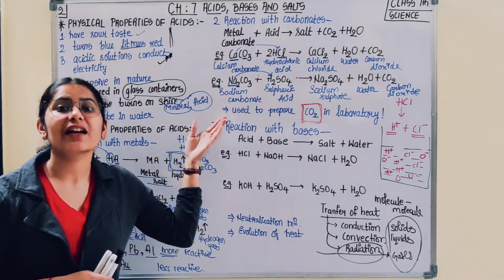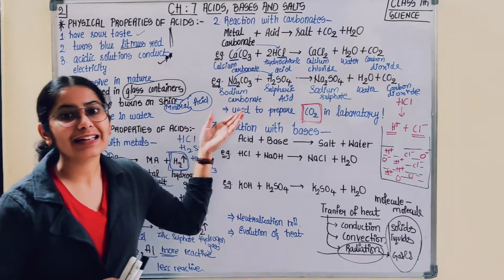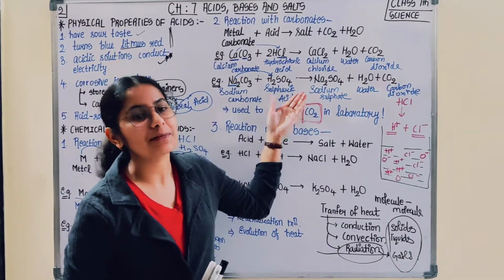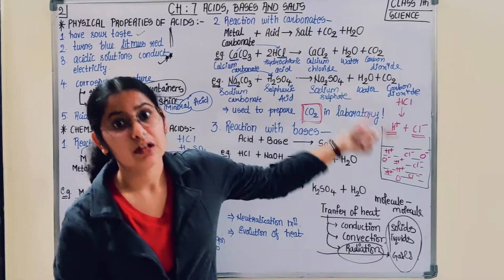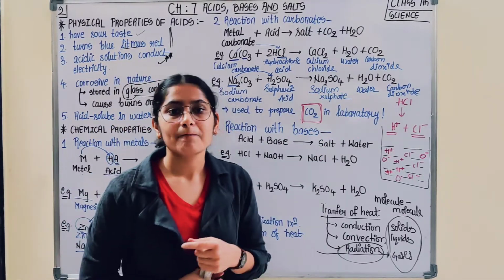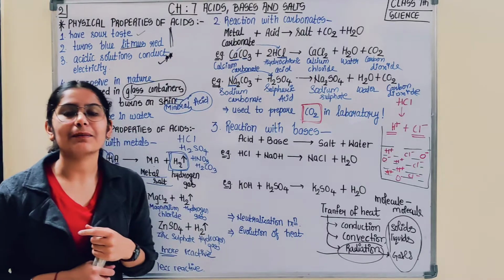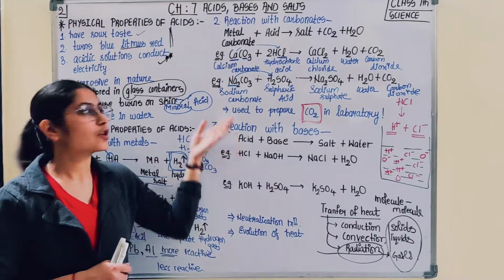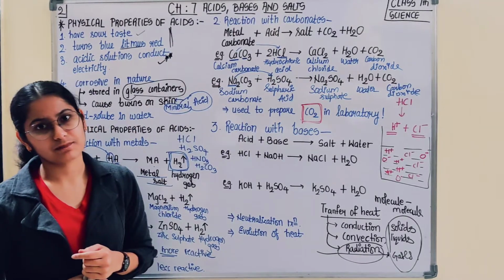Which metal carbonate? Sodium carbonate. Make it react with sulfuric acid. You would get sodium sulfate plus water plus carbon dioxide, which is the main product you want. So for synthesizing carbon dioxide in the laboratory, you would be using this reaction.